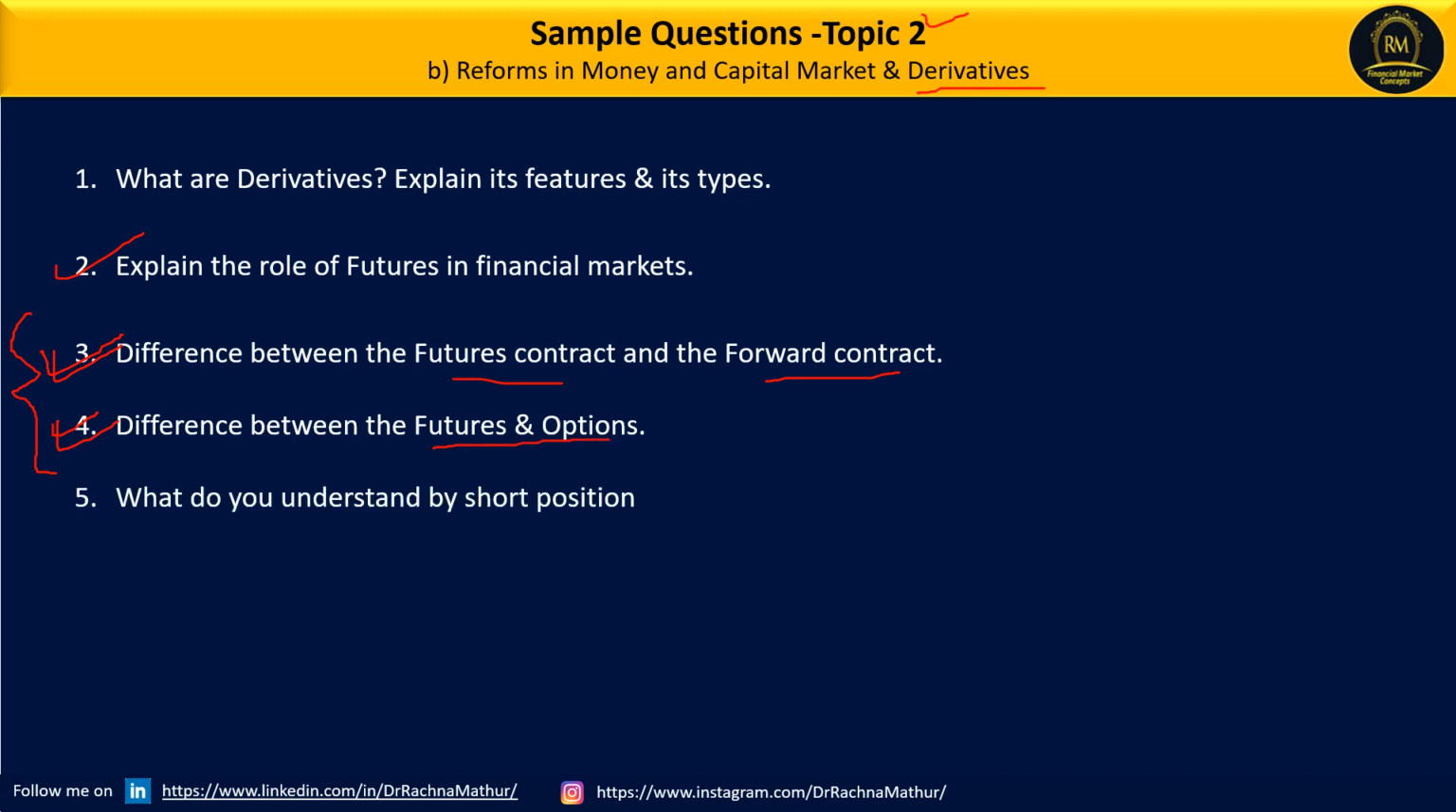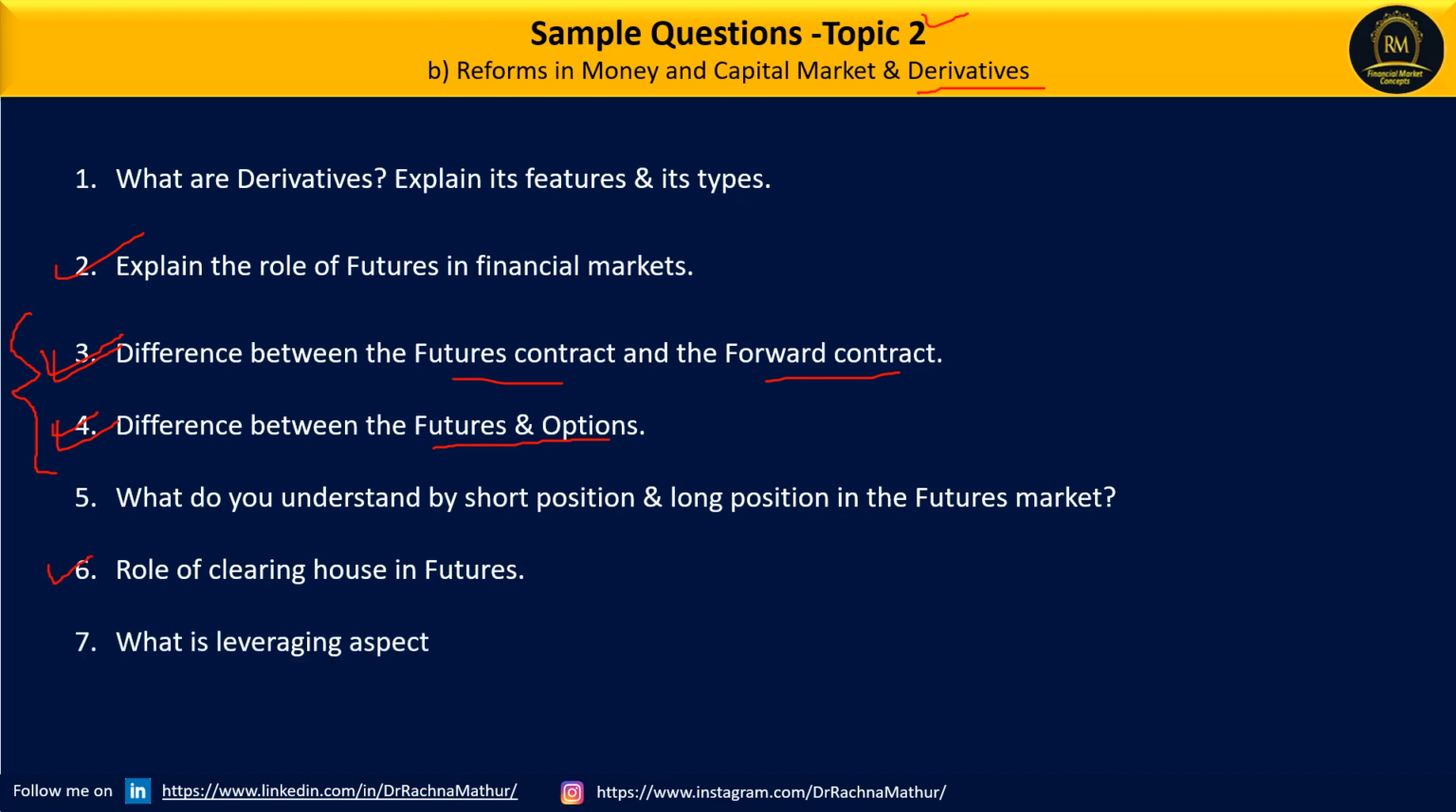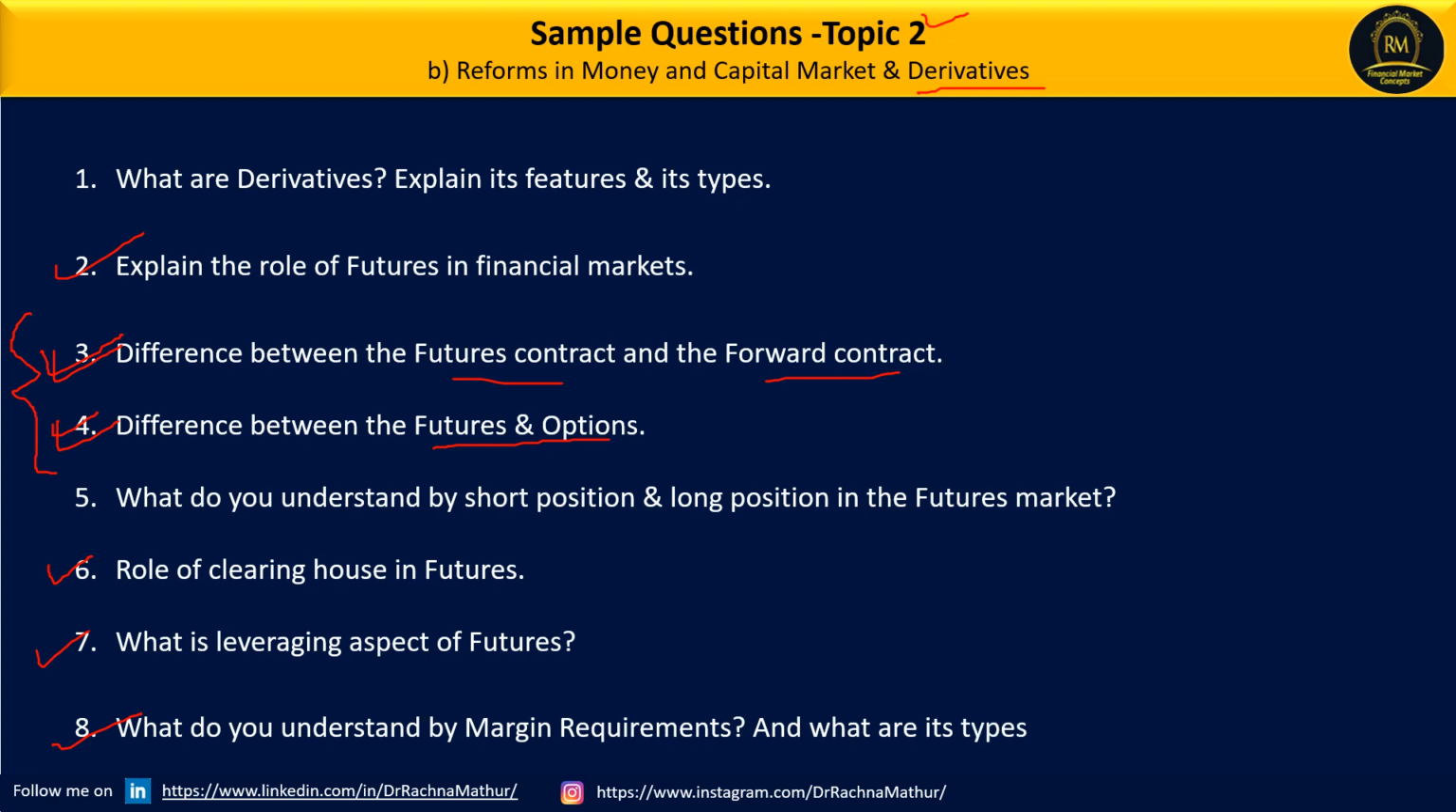What do you understand by short position and long position in future contracts? Role of clearing house. What is the leveraging aspect of future? What do you understand by margin requirement? So all these topics are very, very important: margin requirement, leveraging aspect in future, clearing house, short position and long position in future.